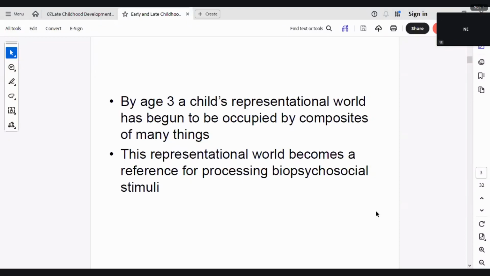Here it's pretty much children in kindergarten, not yet in grade one. By age three, a child's representational world has begun to be occupied by composites of many things. Their verbal, fine and gross motor skills are developed. Their language is up to speed. Even their social development should be up to speed. So this representational world becomes a reference for then processing biopsychosocial stimuli.